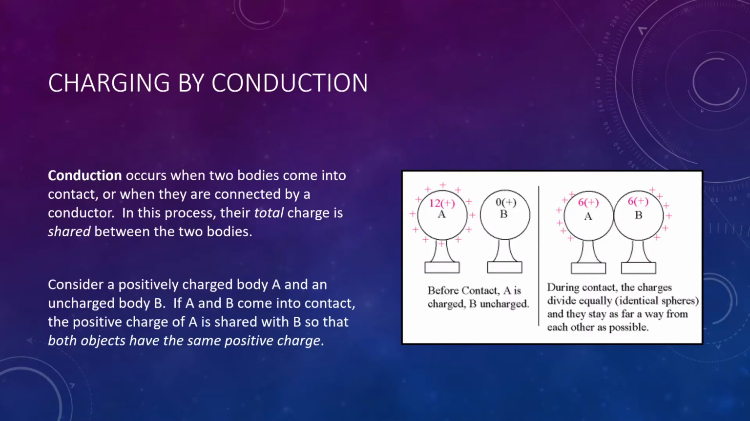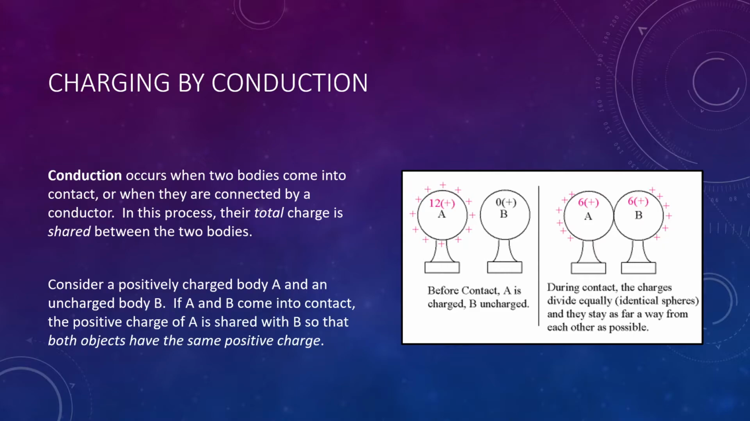Okay, so let's learn a little bit about ways we can charge objects. In our first lecture, we saw the frictional process of charging where we rub objects together. In this case, we're going to learn about conduction and induction, two ways to charge objects. Let's start with the simple case of conduction. Conduction is a process that occurs whenever you have two objects that physically come into contact with one another. Or perhaps they're connected by a conductor, so a wire connecting between them perhaps. In the process of conduction, the total charge of the two objects is equally shared between the two bodies.